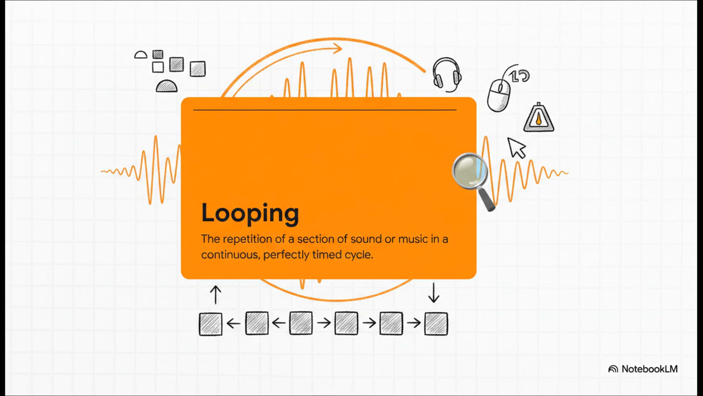This is where you take one tiny section, like a 2-second drum beat, and you just tell the computer to repeat it perfectly, over and over again. This is the foundation of so much modern music. It lets artists build up these really complex tracks by just layering different loops on top of each other.